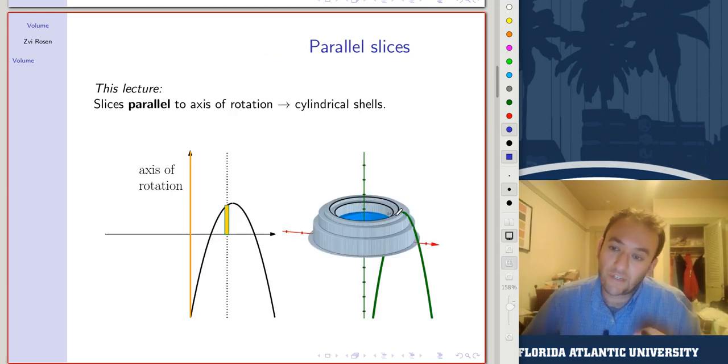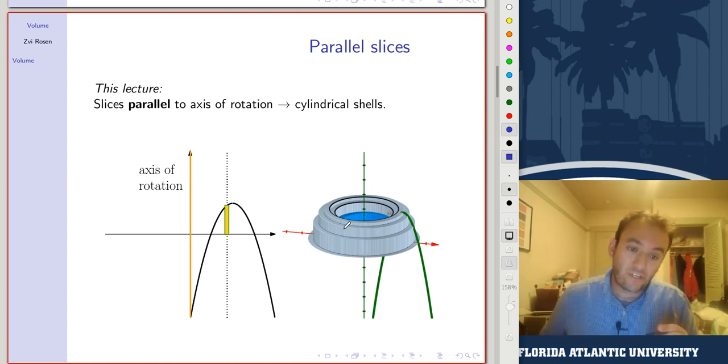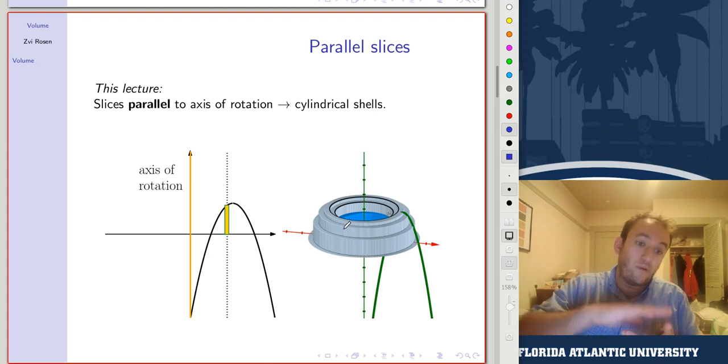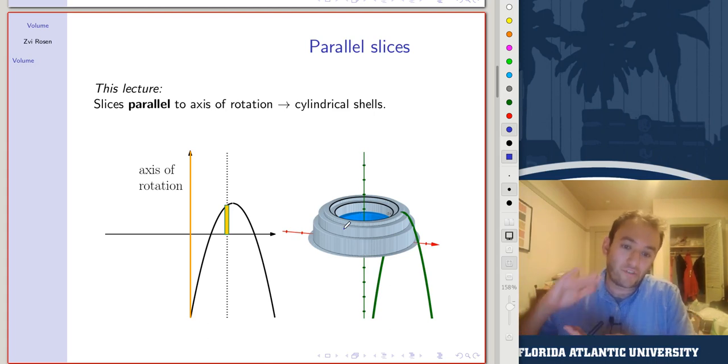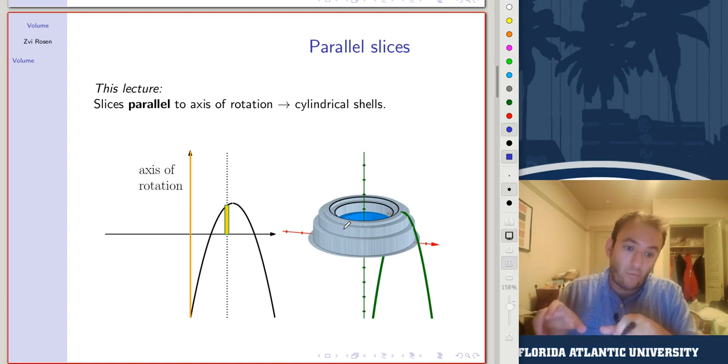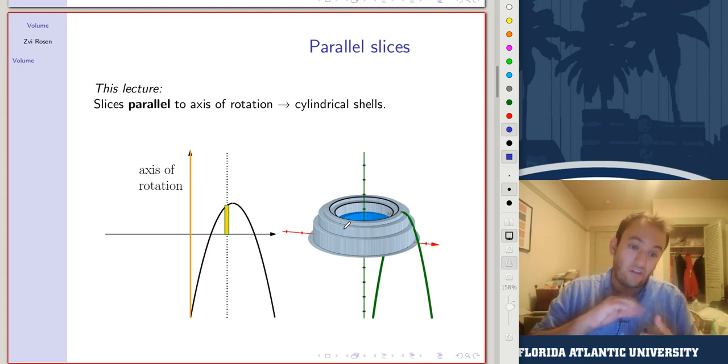In this lecture, what we're going to talk about is taking slices parallel to the axis of rotation. As you can see here, this golden rectangle is parallel to the axis of rotation. And when we rotate that around the axis of rotation, we get a cylindrical shell. So there, the wall is very thin, but it's quite tall. Contrasting to the washers, which are flat but thick-walled, the shells are thin-walled but tall.